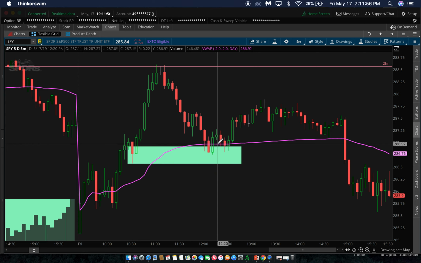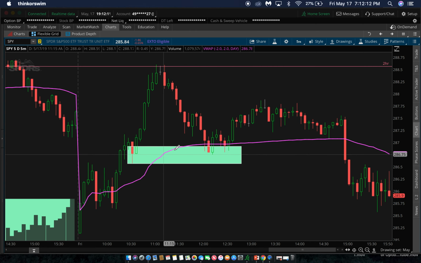and VWAP is the only indicator I use. It's the volume weighted average price. When price is above it, it's bullish. When it's below it, it's bearish. And usually when price comes down to this and starts bouncing, that's where large institutions, big buyers place their buy orders, and we get a reaction like we did.